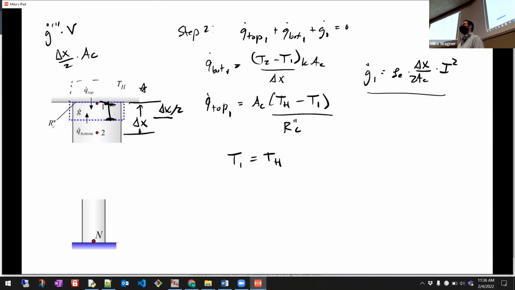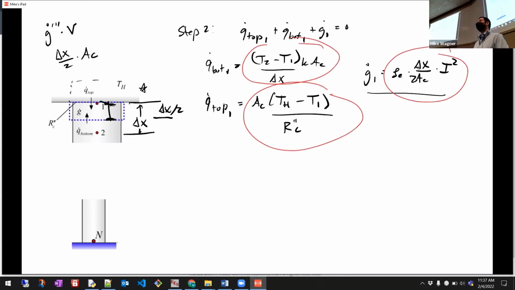Any other questions? Okay, so we go through this process. We now have another equation. This, and this all have to add up to 0, according to our step 2 energy balance. So now we have N minus 1 equations.